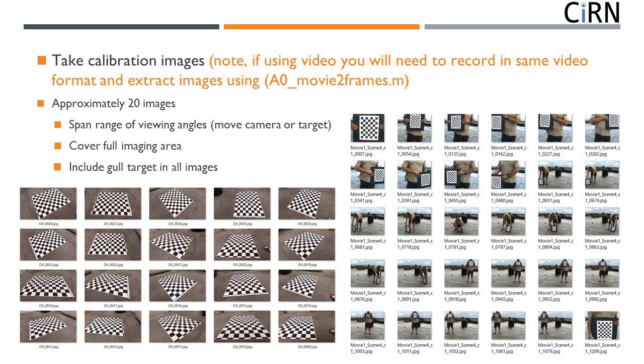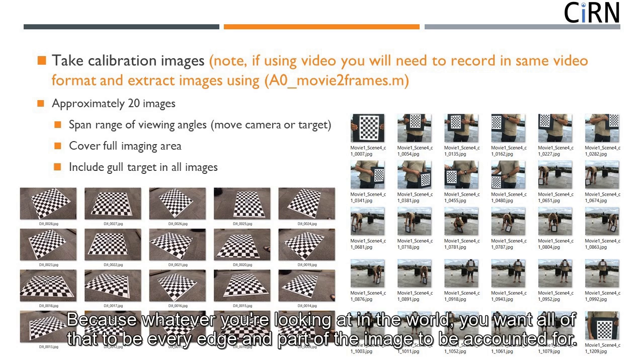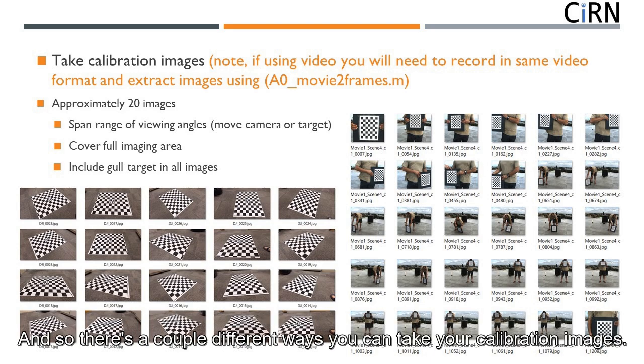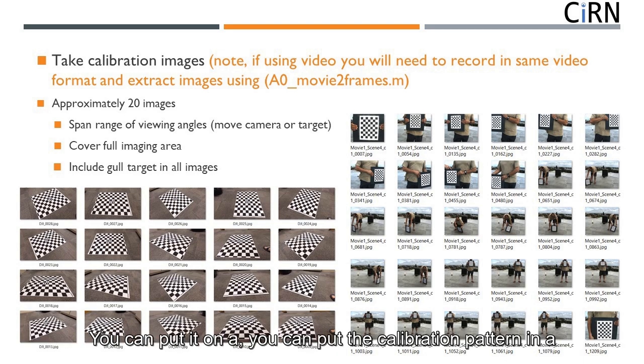And so you want your target to be on all sides, on all corners, because whatever you're looking at in the world, you want every edge and part of the image to be accounted for. There's a couple of different ways you can take your calibration images. You can put the calibration pattern on a surface and keep it still and move the camera, or you can hold the camera still and move the pattern. So those are the two examples here.